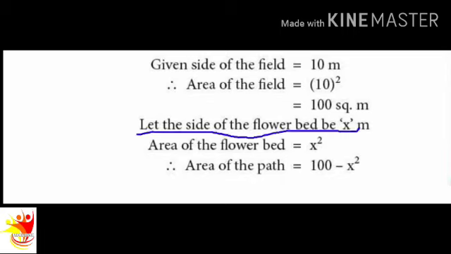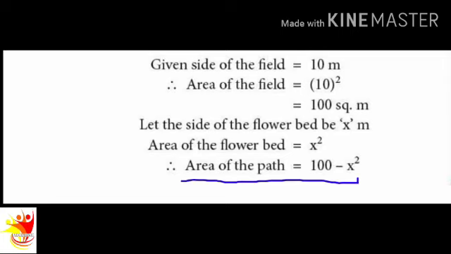And second, let the side of the flower bed be x meters. Therefore, the area of the flower bed equals x squared, because the flower bed is also a square. Next, third, the area of the path equals 100 minus x squared, because the total area is 100 and the inner flower bed is x squared. Therefore, the area of the path equals 100 minus x squared.